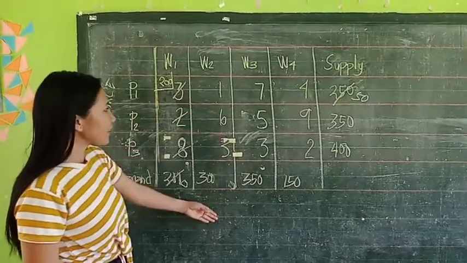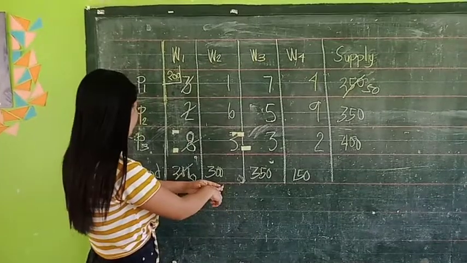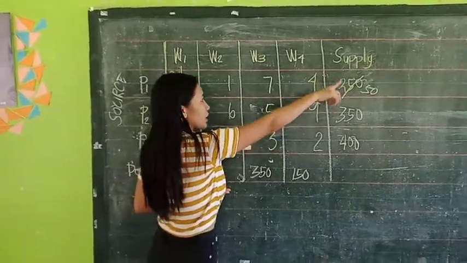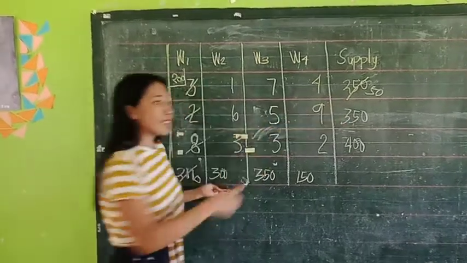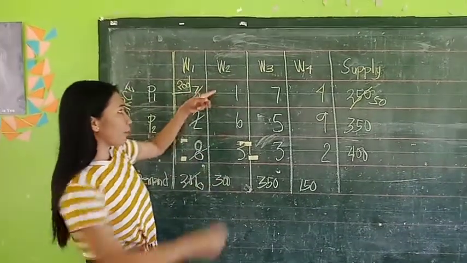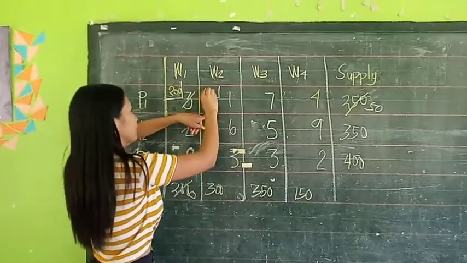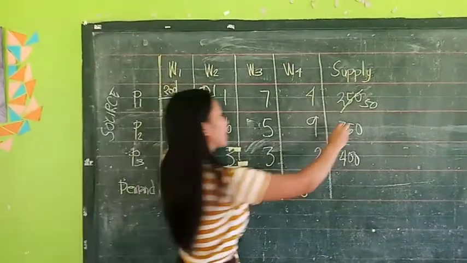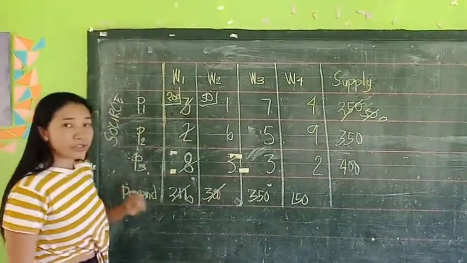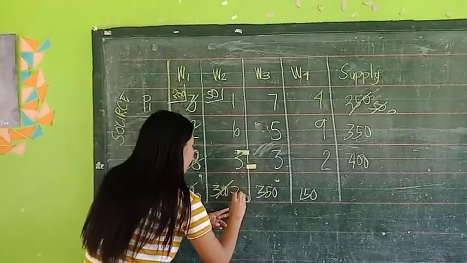So next, in this table, I put 300. The demand is 300 and the supply is 50. Which is the lesser? I put the 50 here because the supply is less than 300. So 50 will be cancelled and become 0, and 300 minus 50 becomes 250.